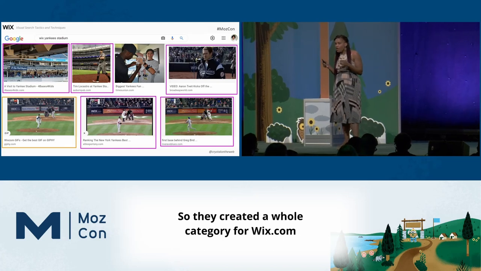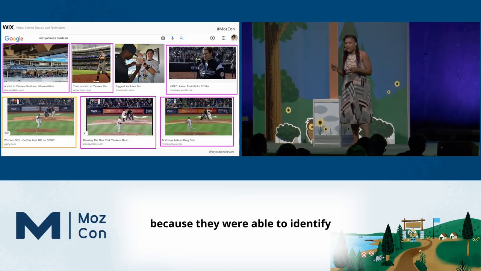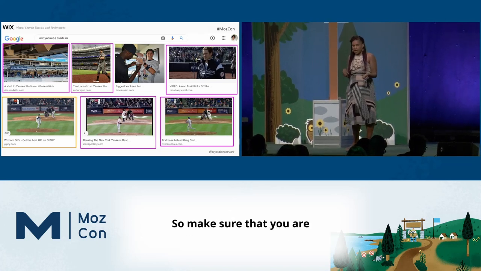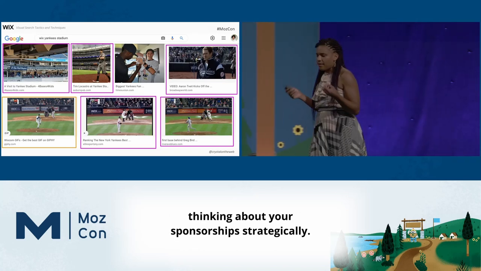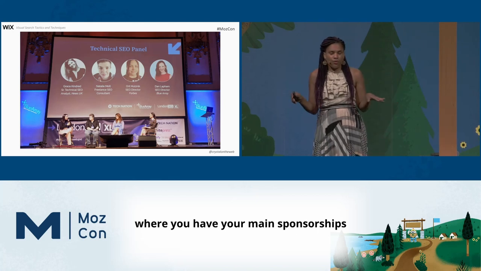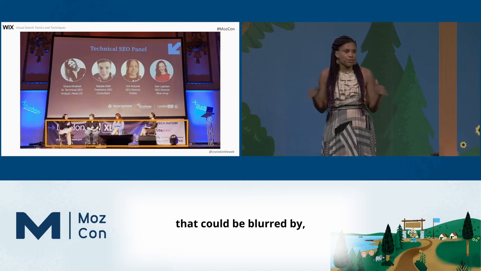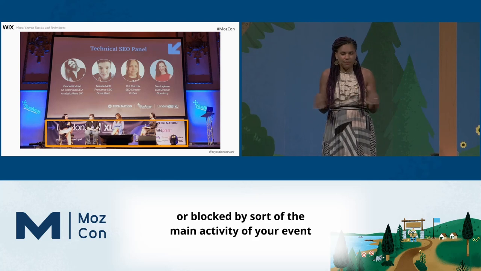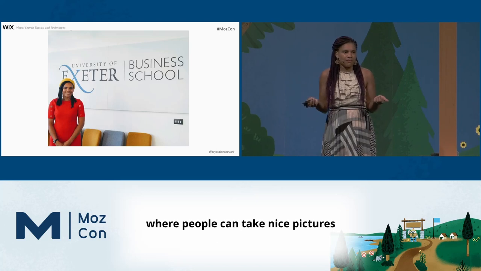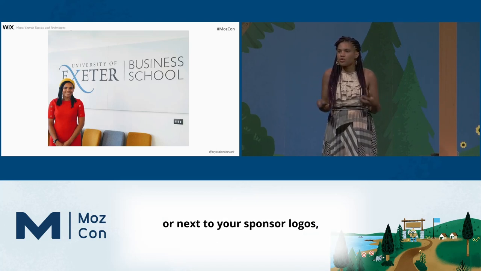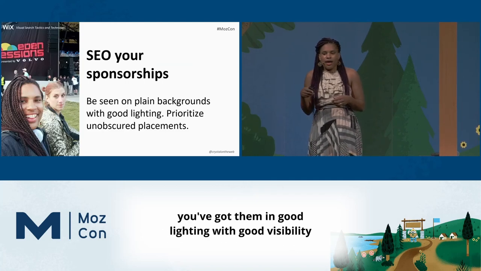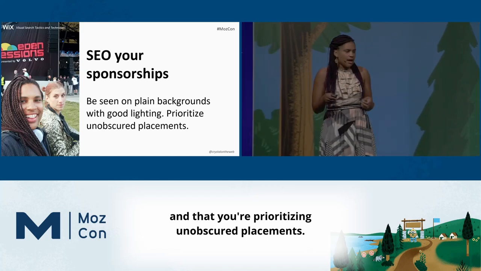So they created a whole category for Wix.com because they were able to identify the entity of Wix.com within that particular image. So make sure that you are thinking about your sponsorships strategically. Make sure that you're not having any place where you have your main sponsorships that could be blurred by or blocked by the main activity of your event. And make sure that you've got clear areas where people can take nice pictures of what they're doing next to your logos or next to your sponsor logos.